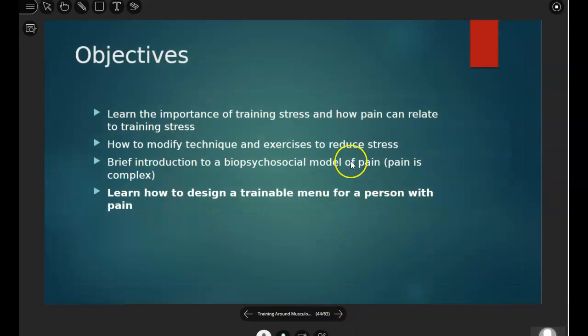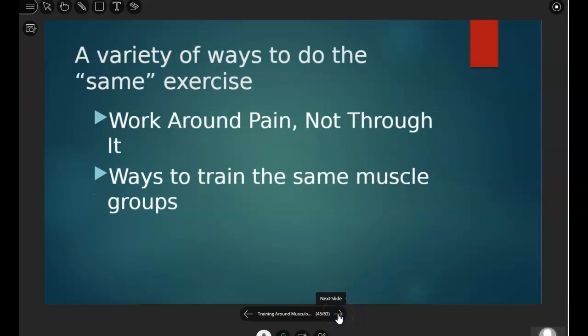So how do we design a trainable menu for a person that actually has pain? First, as I've kind of already demonstrated, there's a variety of ways to do the same exercise. There's a lot of different ways that you can do a squat. There's a lot of different ways that you can do a deadlift. One of the main things I'd like to express is to work around pain, not through pain. And think about different ways to train the same muscle groups.